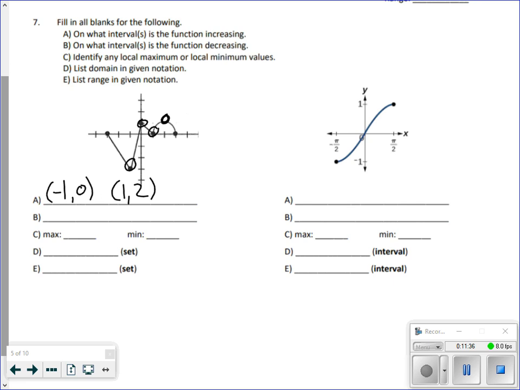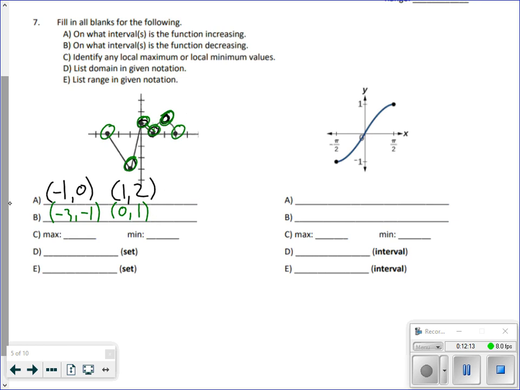B, on what intervals is the function decreasing? So for decreasing, I'm going to do that in green. We start here at -3, and we decrease all the way down to -1. And then again, at this x value of 0, we start there and we're decreasing to an x value of 1, sorry. And then again, we start at this point right there, an x value of 2, and we decrease down to 3.